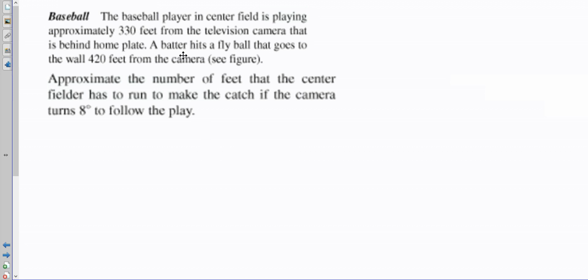Okay, well, welcome back. We're going to continue our instruction on applications of law of cosines. And what we have right here is an application about the good old sport of baseball.